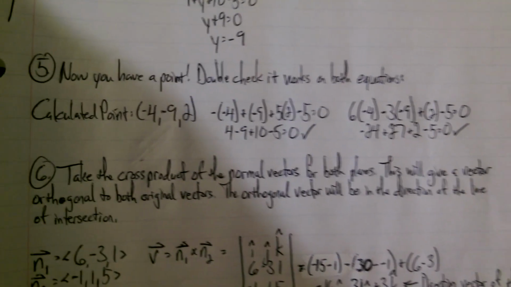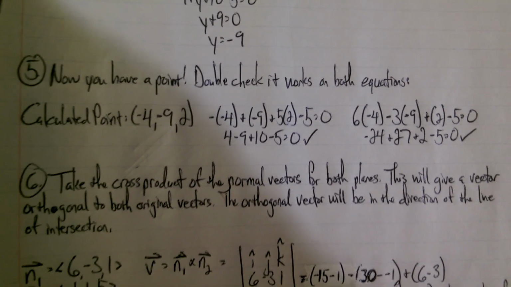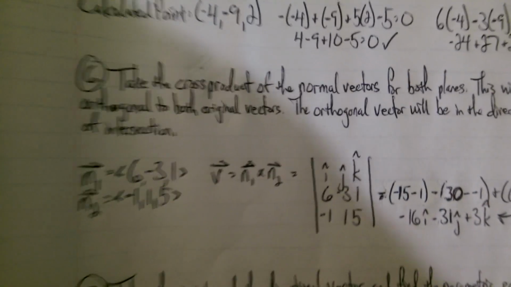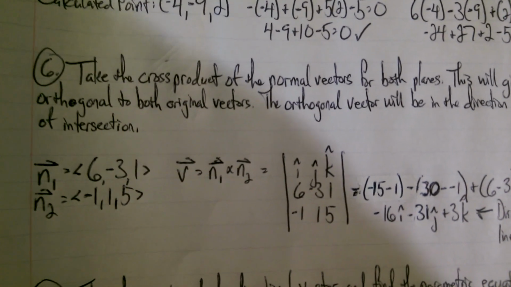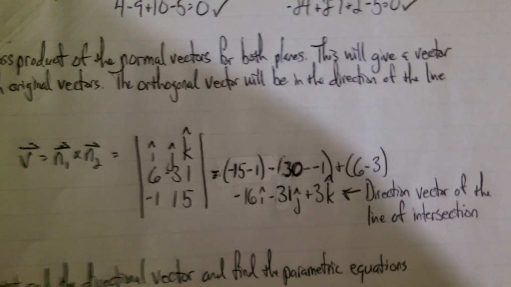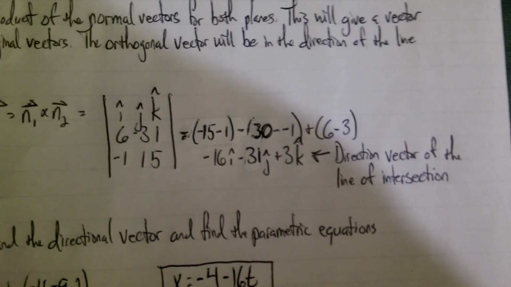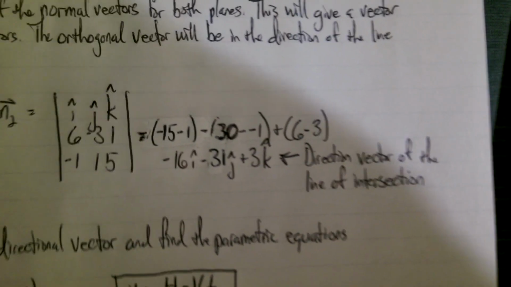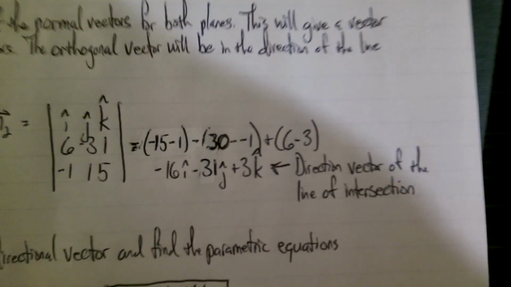Now that we have the point, we need the directional vector. To get that, we take the cross product of the normal vectors for both planes. This will give a vector orthogonal to both original vectors. The orthogonal vector will be in the direction of the line of intersection. So again, we have our vectors n sub 1 and n sub 2. To get the orthogonal vector, we're calling that the v vector, we do the cross product. I set up our ijk, and I go through the cross product, and we get as our orthogonal vector -16i minus 31j plus 3k. So we now know that's the direction vector of the line of intersection.